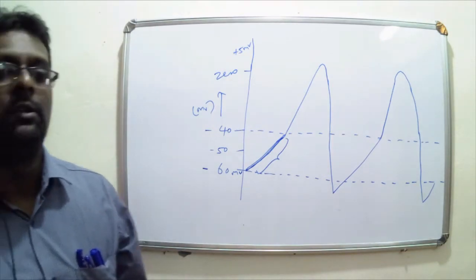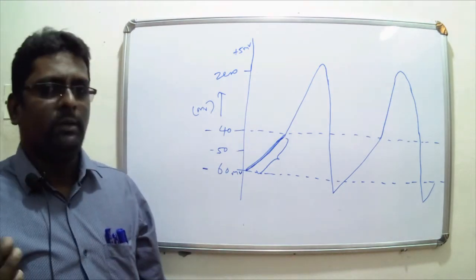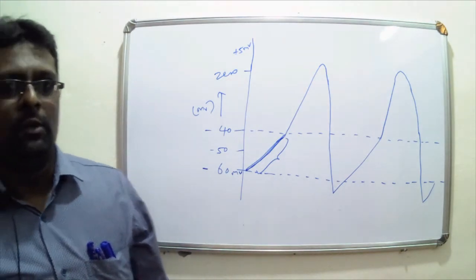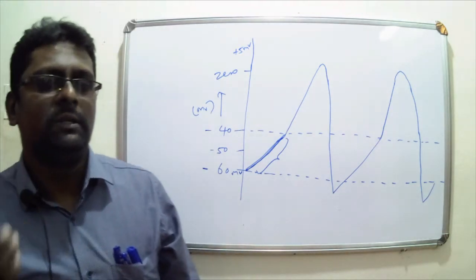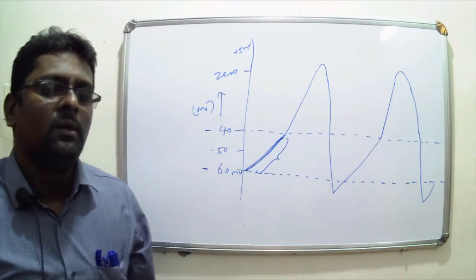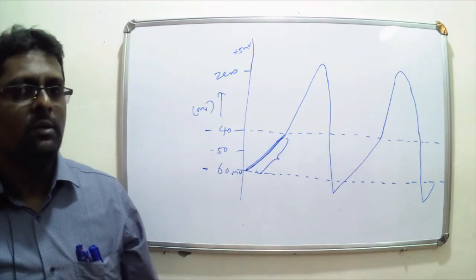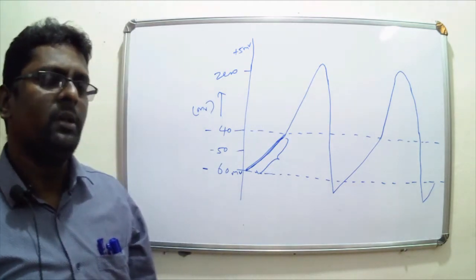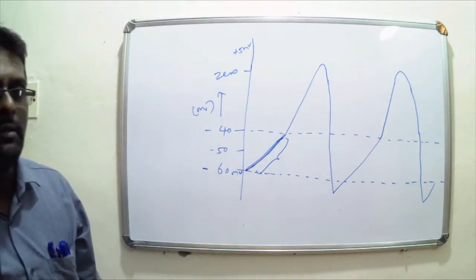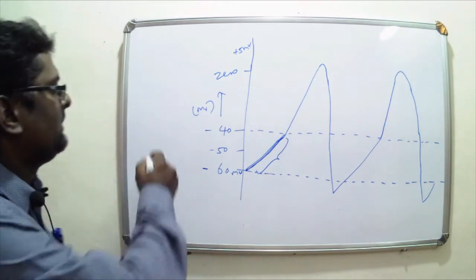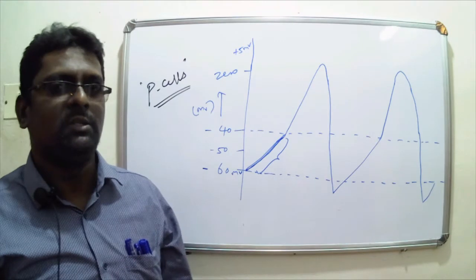In this class, we are going to deal with pacemaker potential. Right now, we all know that the pacemaker of the heart is the sinoatrial node. The impulses generated in the sinoatrial node drive the rate of heartbeat. That's why the sinoatrial node is also called the pacemaker of the heart. The cells present in the sinoatrial node are called P cells, where P stands for pacemaker cells.